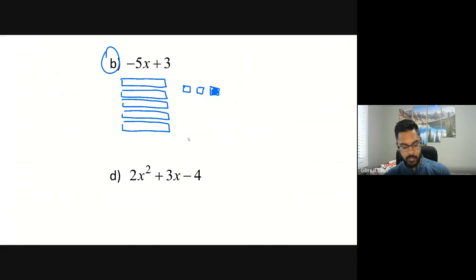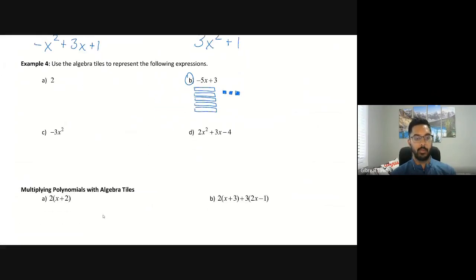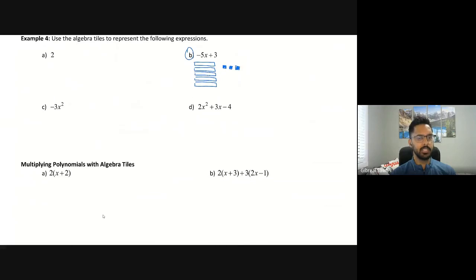And again, those, if they're positive, should be shaded in. So just taking a read through that polynomial and representing it in tiles. Now the multiplication part, much more important for what we're going to do coming up in this unit. So I'll take a couple of them.